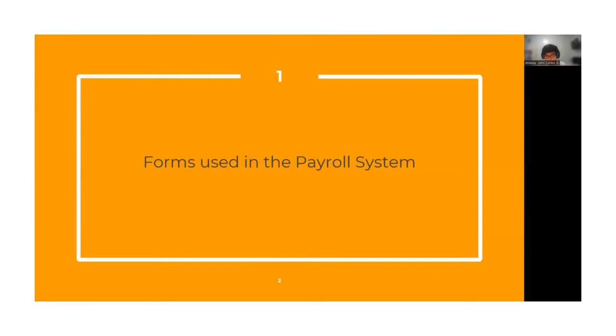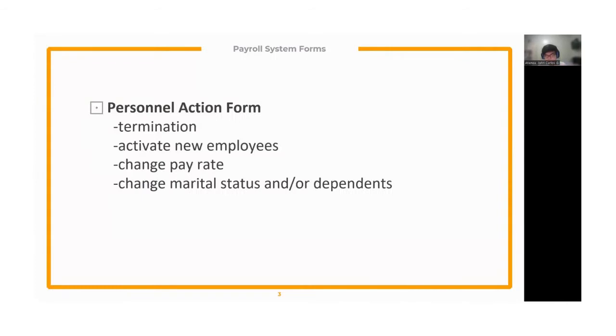So what are the forms used in the payroll system? This is important to know before we proceed to the procedure and how the payroll system works. So first, we have the personal action form. This form shows termination, activates new employees, change of pay rate, and change of marital status and or dependents. So in summary, this form shows the current status of the employee and if they are currently terminated or still employed. So let's see an example of what this form looks like.